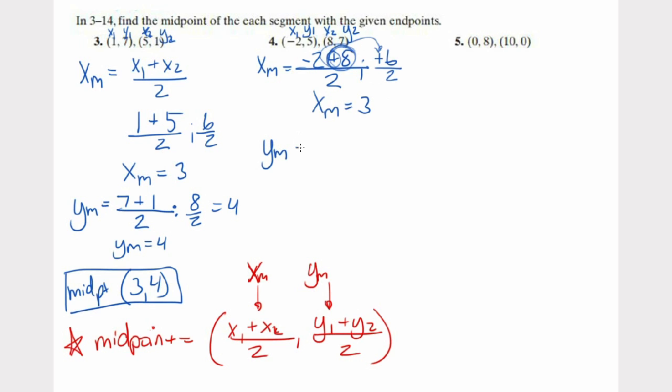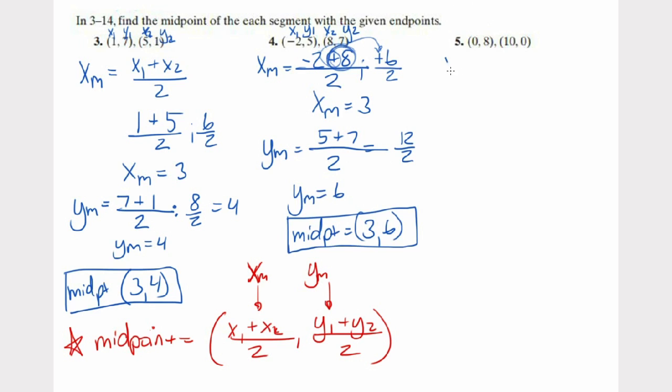Now the y midpoint is equal to the first y coordinate, which is 5, plus the second y coordinate, which is 7, over 2, which gives us 12 over 2. So the y midpoint is 6. Therefore our actual midpoint is equal to (3, 6).